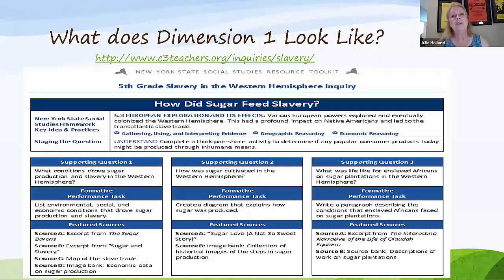So once you've now developed this compelling question, you've got your supporting questions. Now it's time in the second dimension to consider how we're going to help students approach these. That's the work of dimension 2.